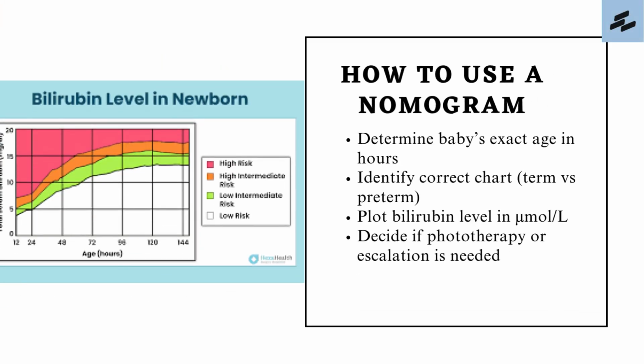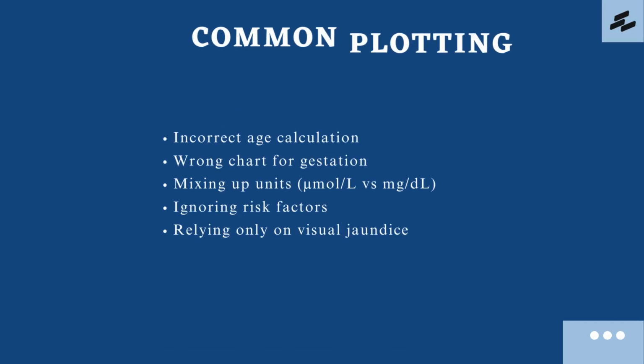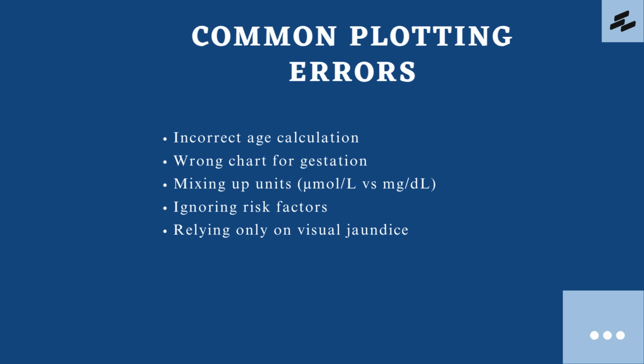How to use a nomogram. First, calculate the baby's age precisely in hours, not just by days. Second, choose the correct chart, term versus preterm. Then plot the bilirubin level in micromoles per litre. If the point is on or above the treatment line, phototherapy is indicated. Some states include an exchange transfusion line. This shows when escalation is required.